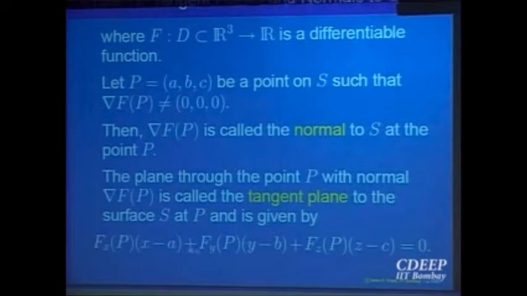So (x minus a, y minus b, z minus c) is an arbitrary vector on the plane, and the plane is passing through the point (a, b, c), that's why it is an arbitrary point. And the gradient vector dot that arbitrary vector is 0 on the plane. So that is the equation of the plane.